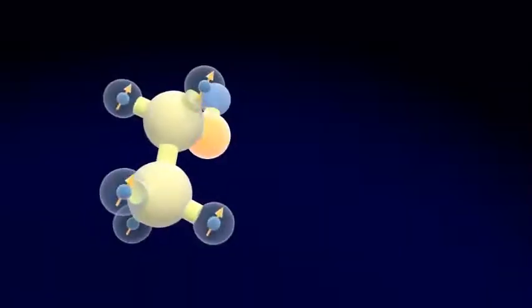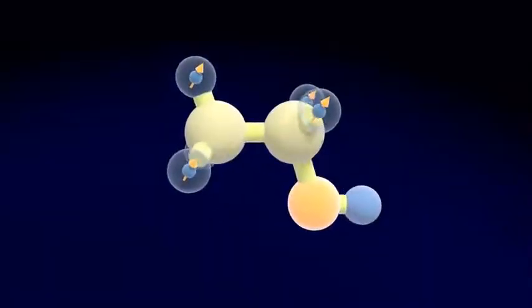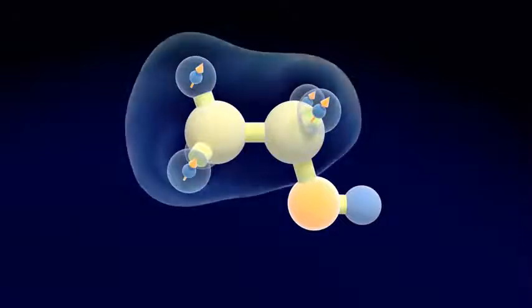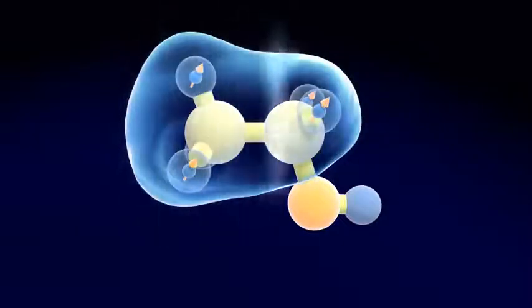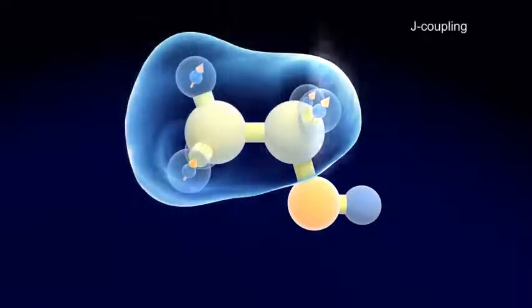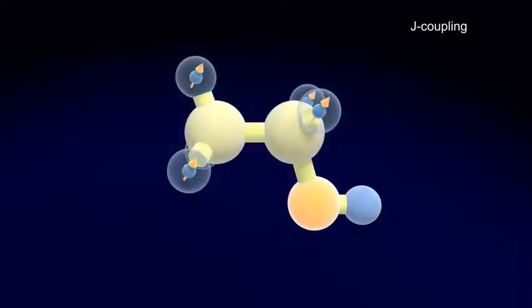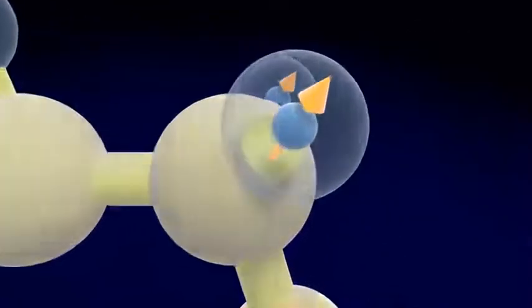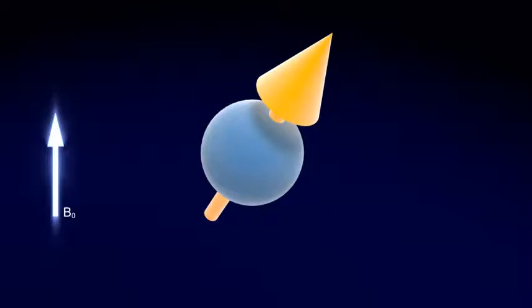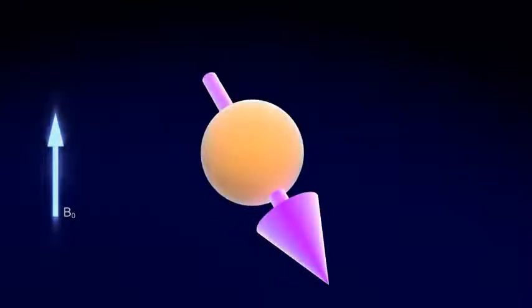Since nuclear spins behave like magnets, they also influence their neighbors. One way this happens is through shared electrons in the chemical bonds in the molecule. We call this J-coupling. Each spin can have 2 states, along the magnetic field or against the magnetic field.